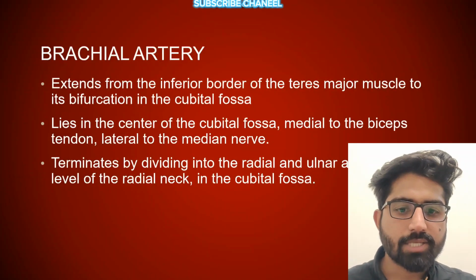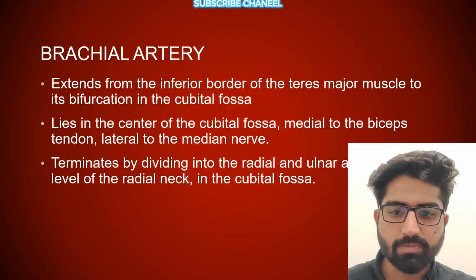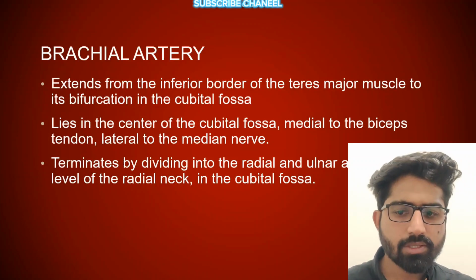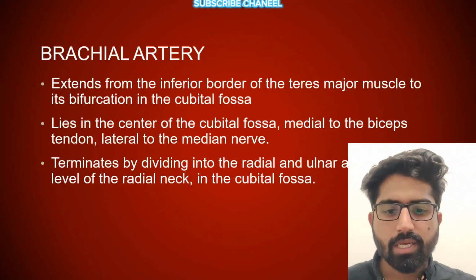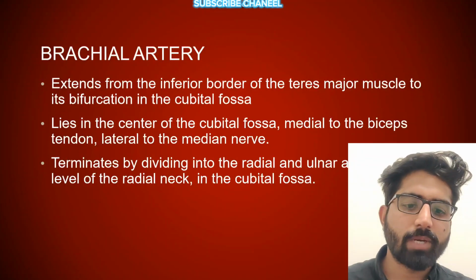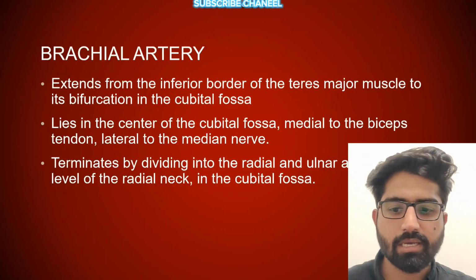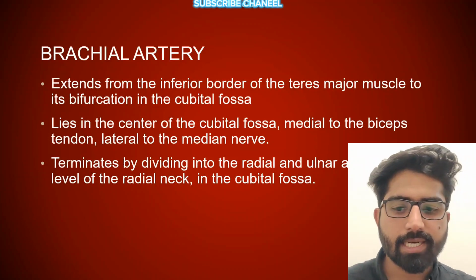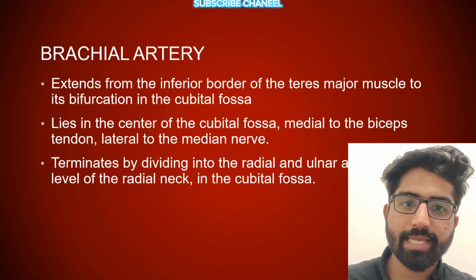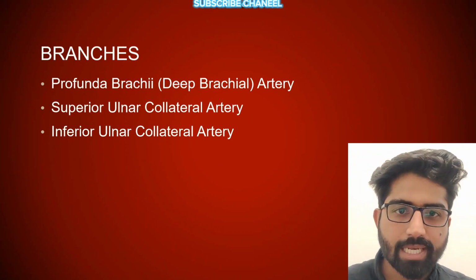Now, the brachial artery extends from the inferior border of the teres major muscle to its bifurcation in the cubital fossa. It lies in the center of the cubital fossa, medial to the biceps and lateral to the median nerve. It terminates by dividing into the radial and ulnar arteries at the level of the radial neck in the cubital fossa. What are the branches of the brachial artery?